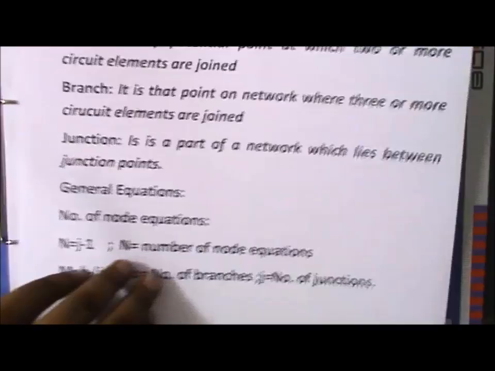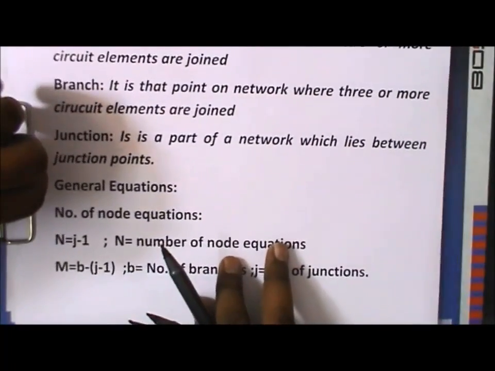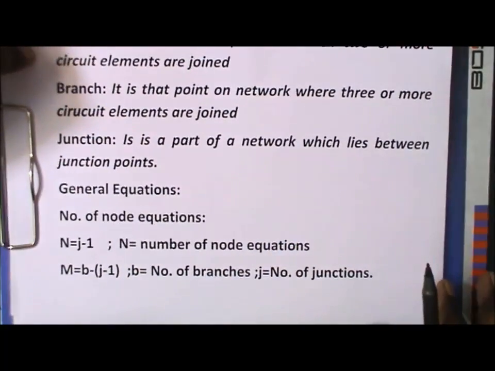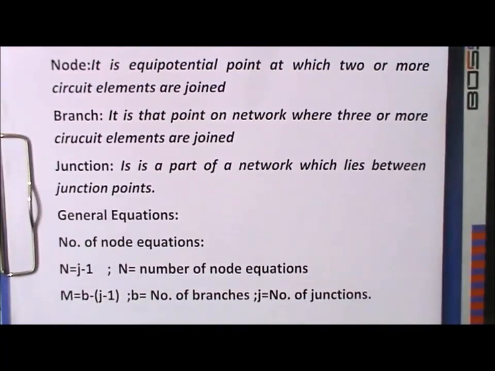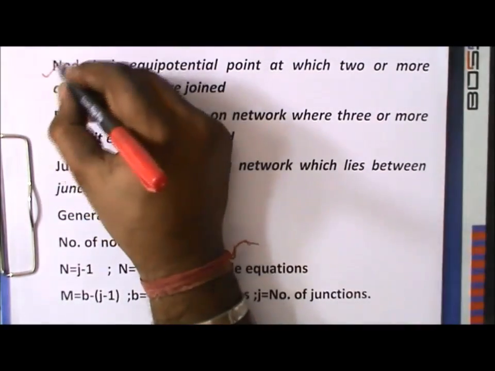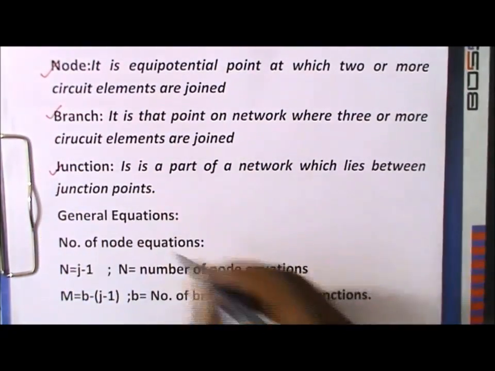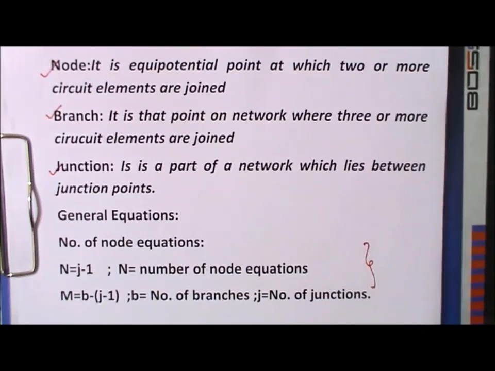Firstly, we have to cover the basics: the node, junctions, and some basic points. Some definitions we have to learn: node, branch, junction, and some general equations we can learn after some time. A node is an equipotential point at which two or more circuit elements are joined together. What does it mean?